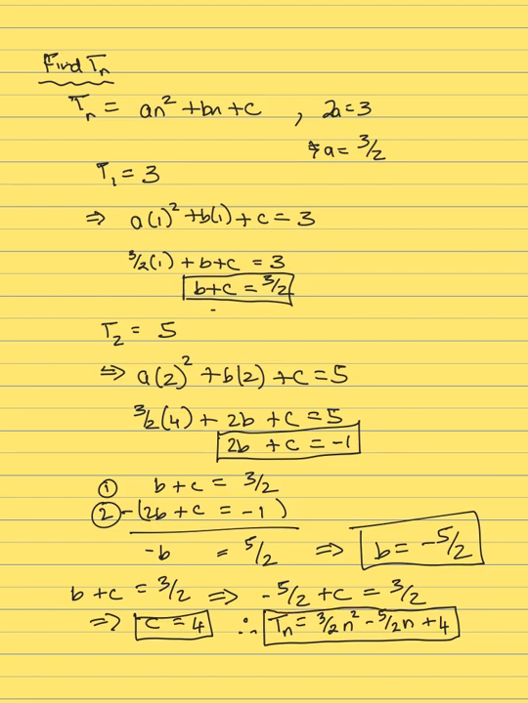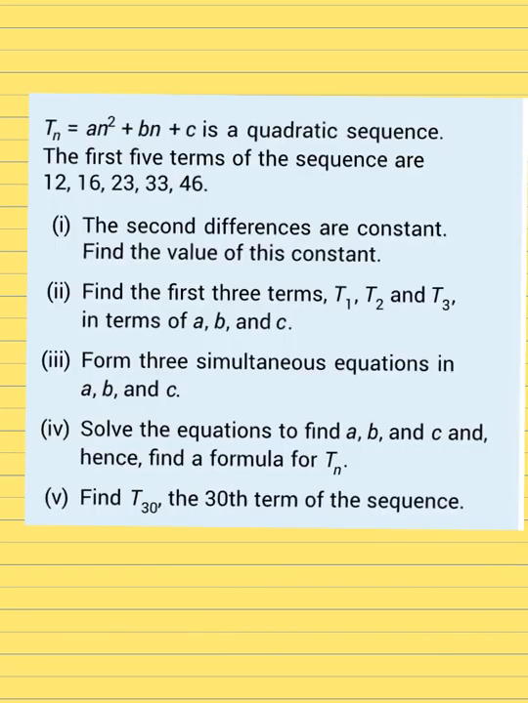Now I want you to try this question, but I'm going to make a couple of changes with it. So we're given the general term, and we're given the first 5 terms. You've defined the second differences are constant. You've defined the value of the constant. But then I want you to use that second difference to find the value of a. Remember that the second difference is 2 times the value of a.